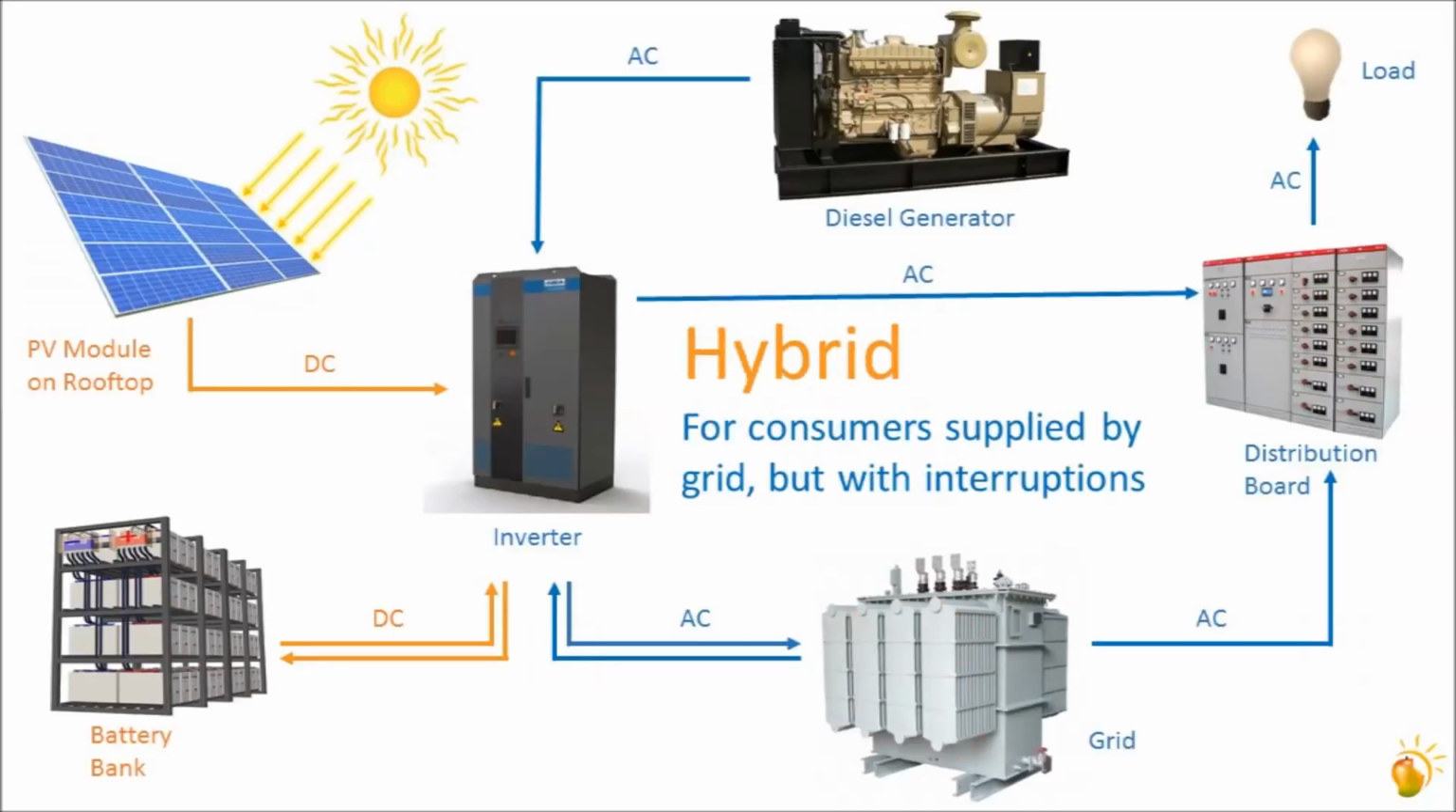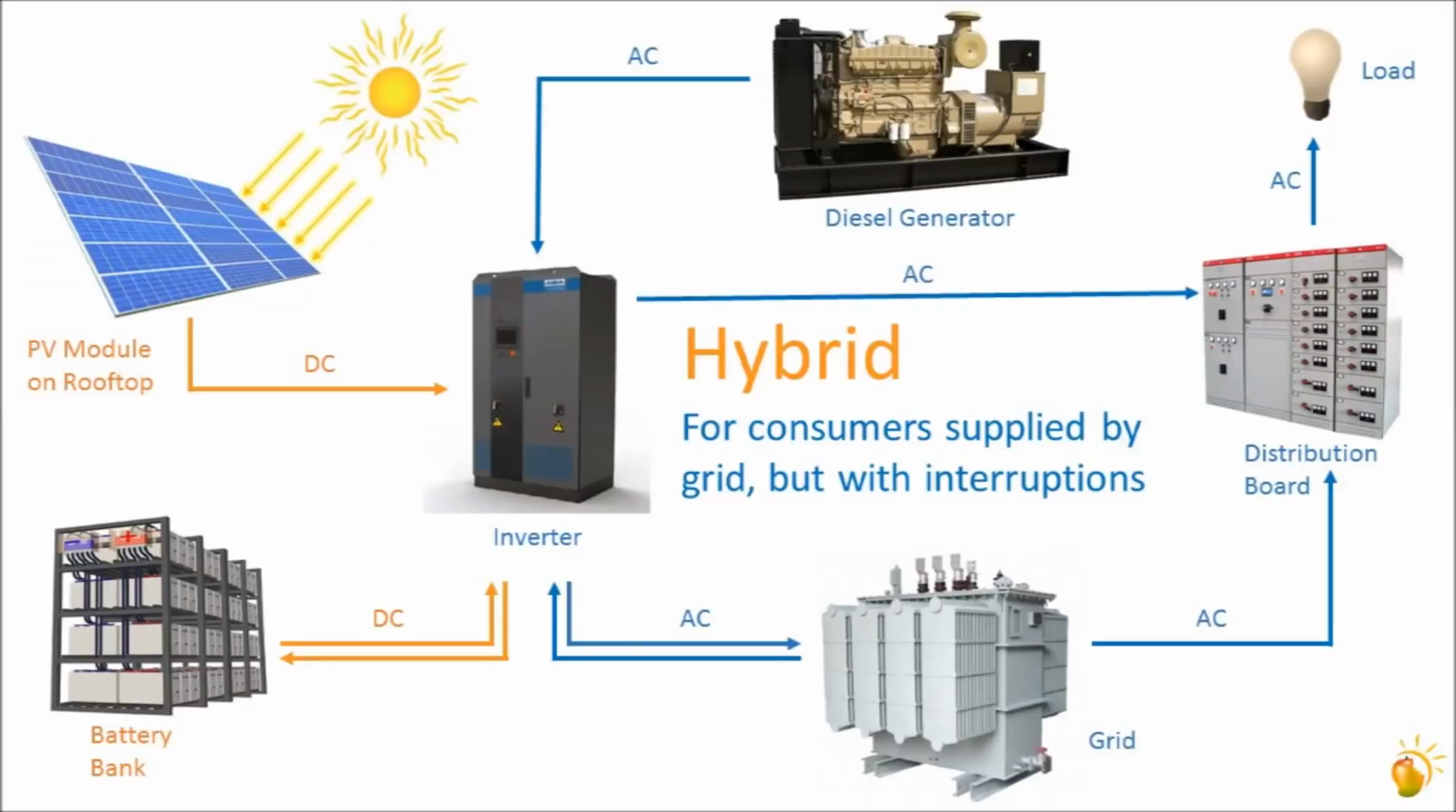This brings us to the third type of solar plant, known as the hybrid plant. Here, the solar plant can integrate with grid power, battery, and diesel power. We recommend hybrid solar plants for energy consumers who have grid power but with frequent interruptions and who need critical loads to be powered continuously. Most industrial and commercial energy consumers in India fall under this category and will require this type of solar plant.